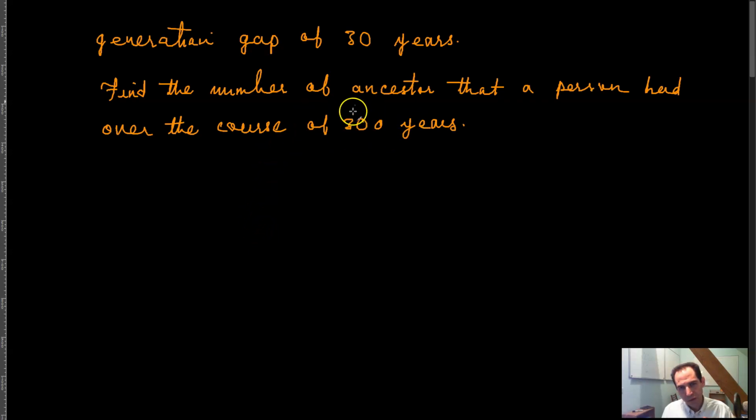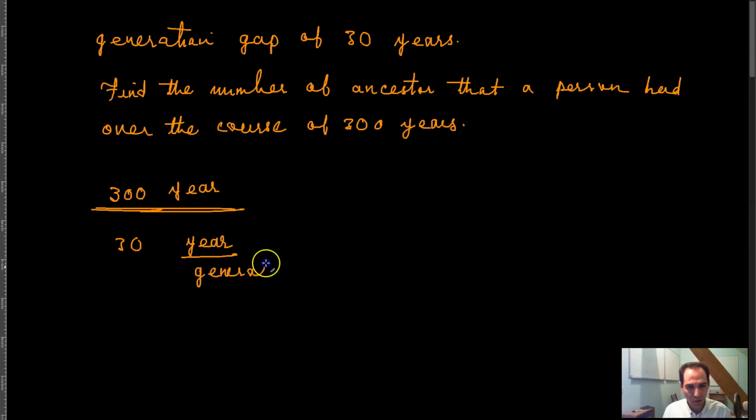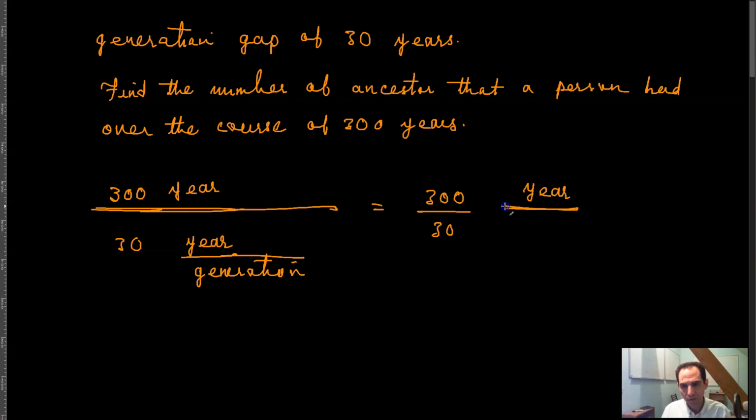Now, over the course of 300 years, you have 30 years per generation. That's the number of years per generation, meaning that every 30 years you have one generation. So you have 300 years and you have 30 years per generation. That would give you 300 divided by 30, years divided by years per generation.